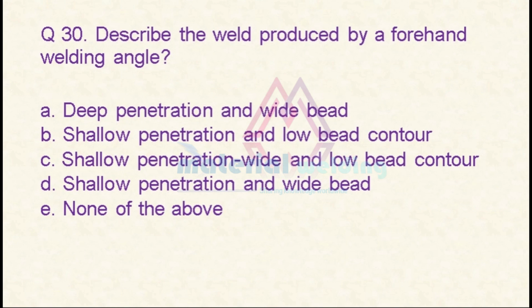Question 30. Describe the forehand welding angle. A. Deep penetration and wide bead. B. Shallow penetration and low bead contour. C. Shallow penetration, wide and low bead contour. D. Shallow penetration and wide bead. E. None of the above.